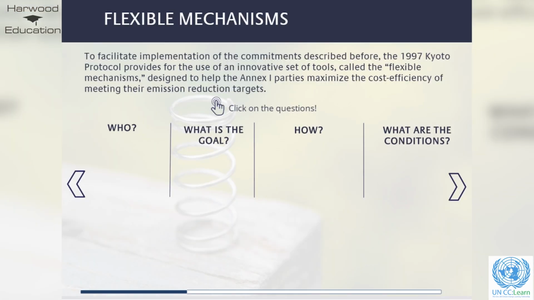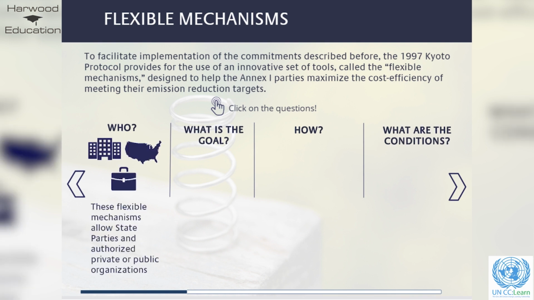Flexible mechanisms. To facilitate implementation of the commitments described before, the 1997 Kyoto Protocol provides for the use of an innovative set of tools called the flexible mechanisms, designed to help the Annex I parties maximize the cost efficiency of meeting their emission reduction targets. Let's click on each question.